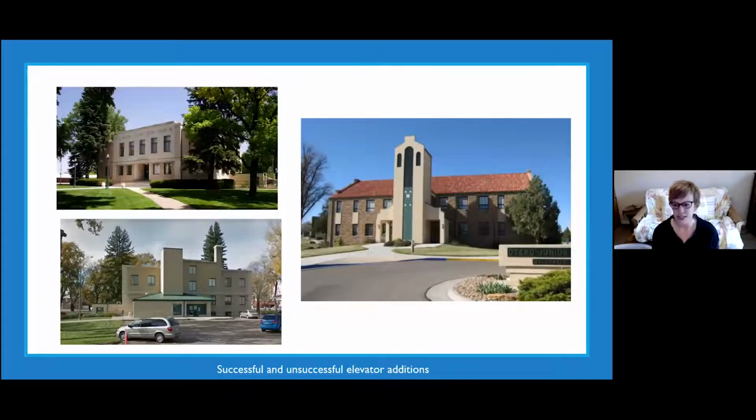And some examples here of how to do it successfully and unsuccessfully. Both of these are public buildings with elevator additions. On the left, you see the Phillips County Courthouse. They added their elevator addition at the rear. It's simple in design. You don't see it at all from the front. Slight change in materials, you can tell it's modern, but it just blends in. It's very simple. Versus another one that is put right on the facade in the middle of the building, a large 2-story tower that significantly alters the appearance of the historic building.